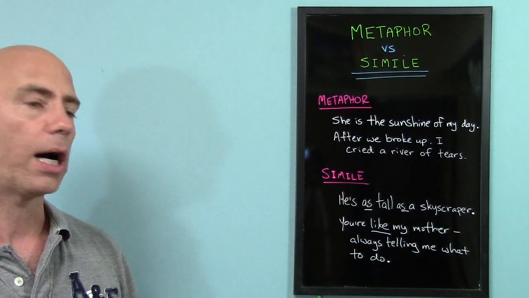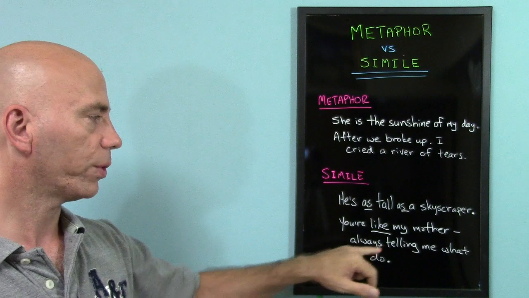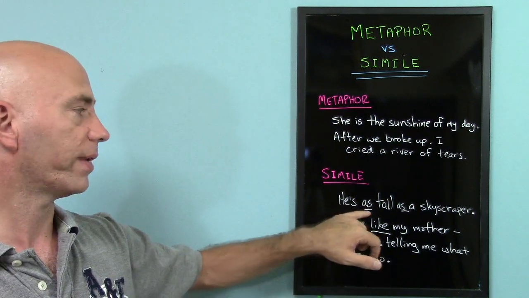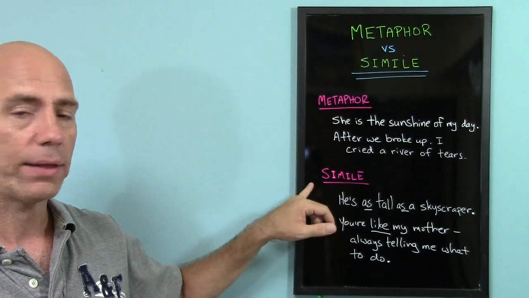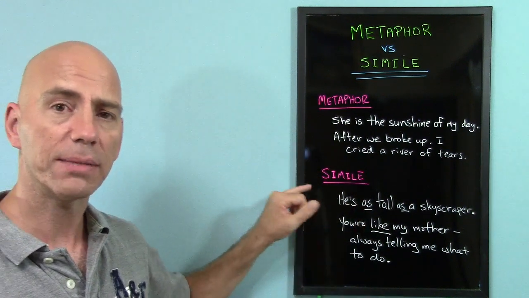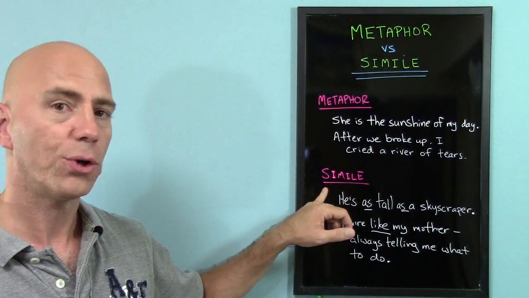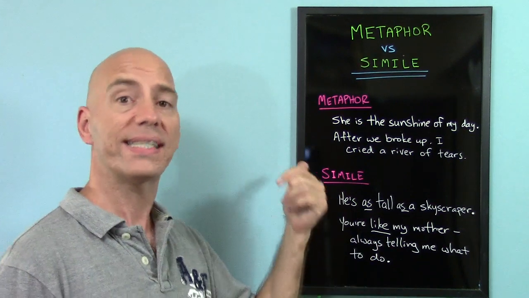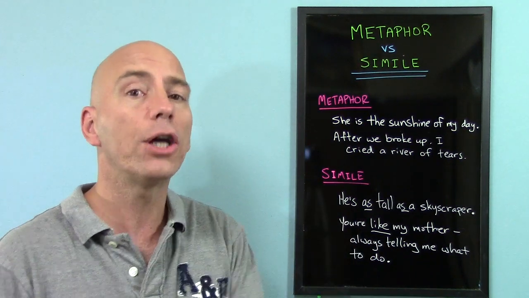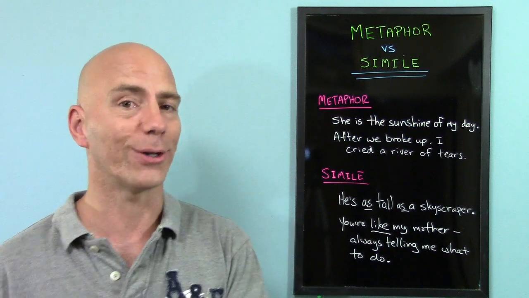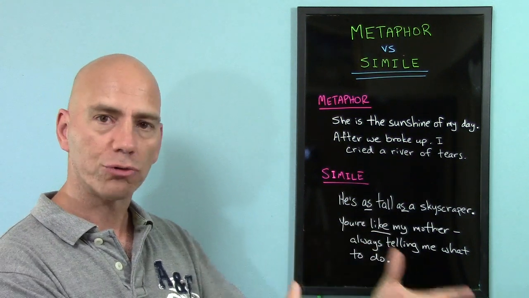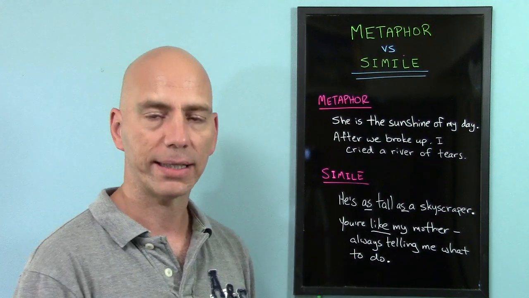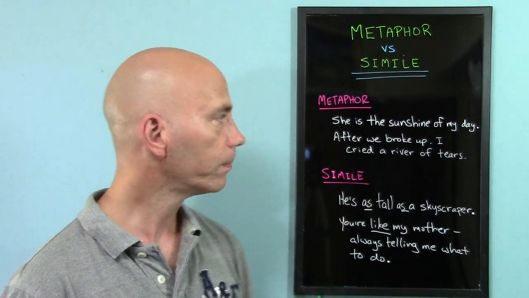Okay, so in these two examples, we're using the word like, or we're using as, adjective, as, whatever. And that's what makes these similes, okay? It's no coincidence that the word simile is similar to the word similar. So you're drawing a similarity here between A and B.